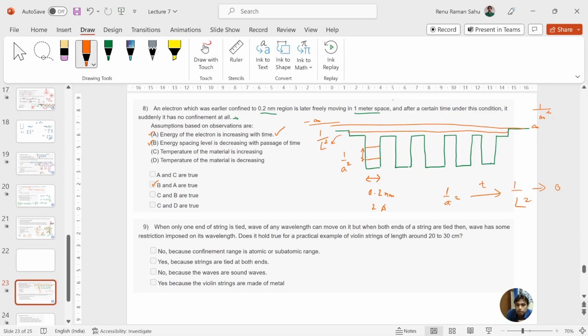The question they have asked is about assumptions based on the observations. So if the temperature of the material will increase, then how is it going to affect the energy? It will get more kinetic energy, for example, and with that kinetic energy, it can actually move faster. For example, I'll take a metal, for example.